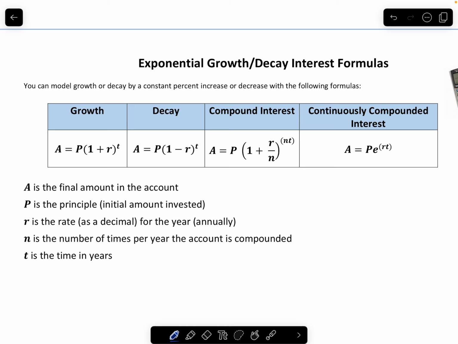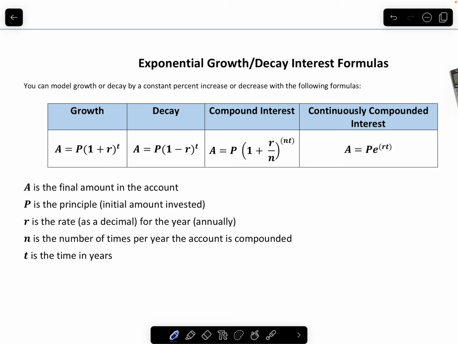Capital A is the final amount in the account. Capital P is the principal, which is the original amount invested. R is clearly your rate for the year. We want to make sure that if that rate is given as a percent, we change that to a decimal by moving it over 2 spots to the left. N is the number of times compounded each year. So if it's yearly, that N is 1. If it's monthly, that N is 12, so forth and so on. And then T would be your time, and that's always in years unless the problem states differently.